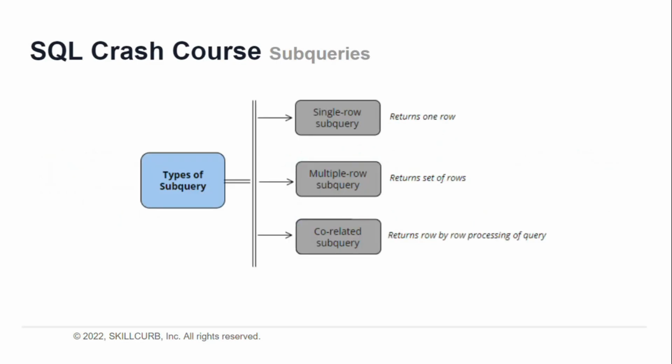There are basically three types of subqueries. Single row subqueries, which return a single row as a result. Multiple row subqueries, which return a set of rows as result. And the third one are the correlated subqueries. It is to be mentioned that only single row subqueries can use comparison operators.